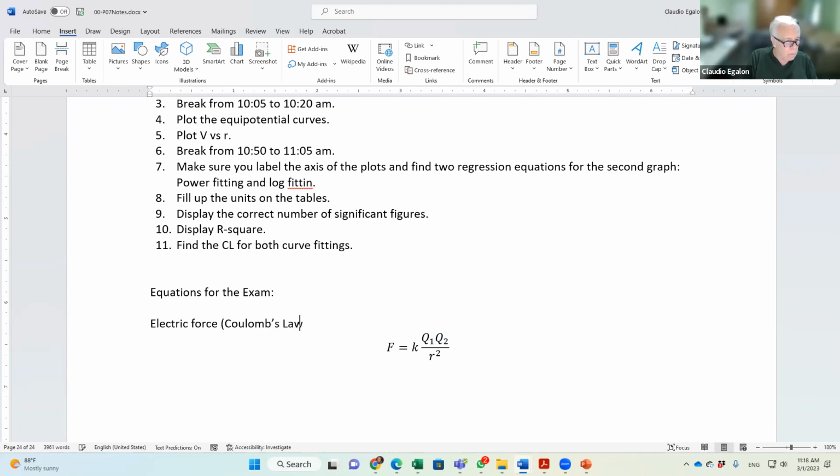Coulomb's. Nobody can derive this equation here. This equation can only be determined by performing experiments. That is the first equation that you have to memorize, and it's called Coulomb's law.